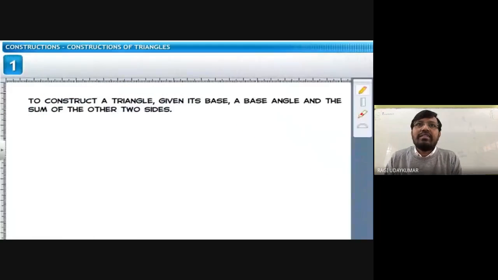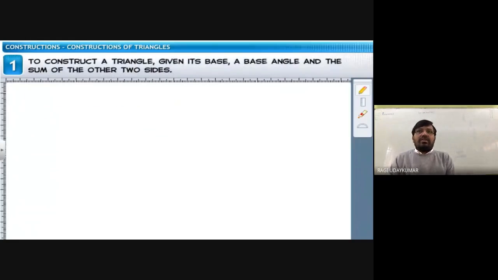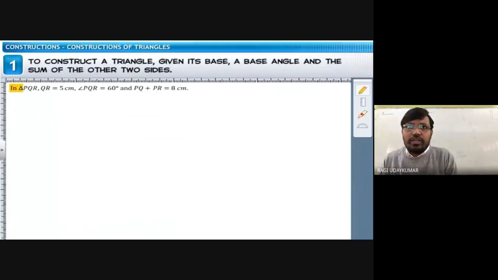Now the first one is constructing a triangle given its base, base angle, and sum of the other two sides. Let us take one example. In triangle PQR, QR is given to you, angle PQR is given to you, and PQ plus PR is given to you as 8 centimeters.